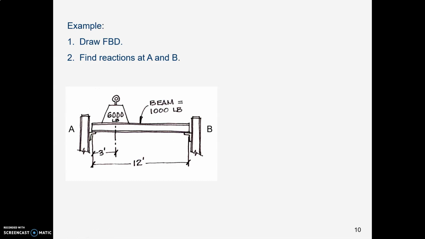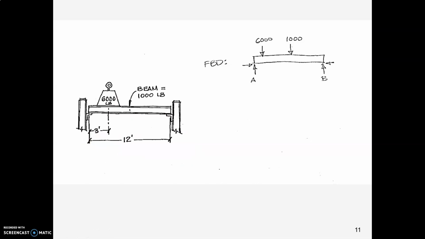All right, here's another one. This one is not metric. This is imperial units. And we have a beam with a weight sitting on some angle clips. And let's find the reactions at A and B.